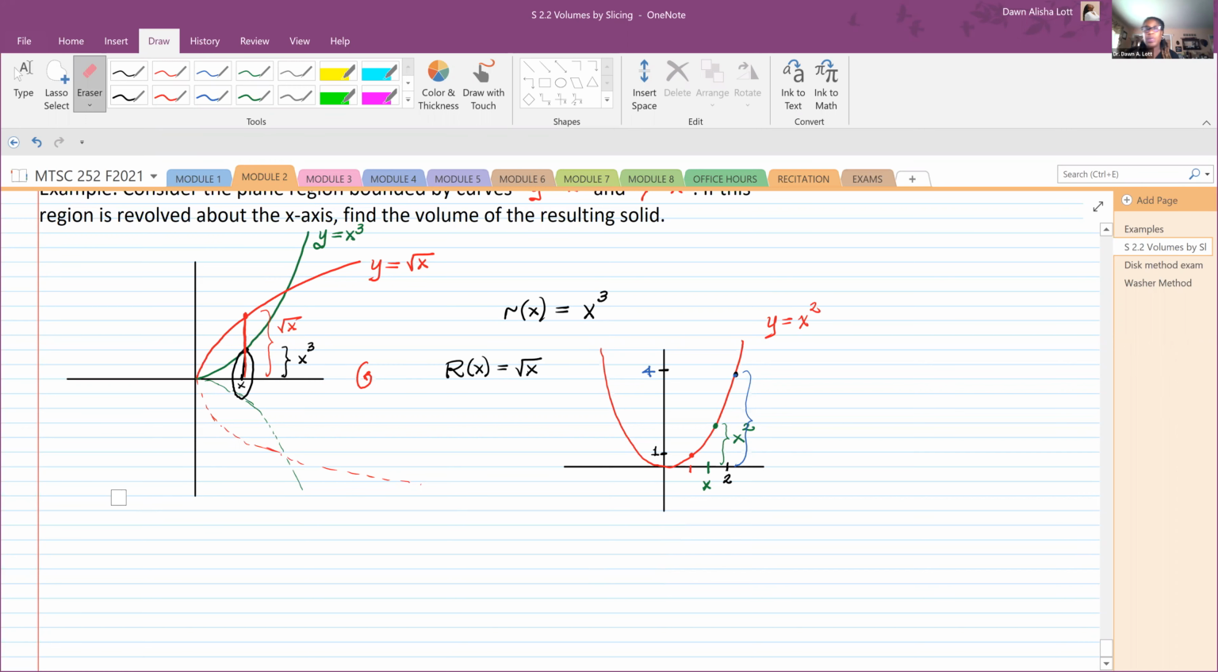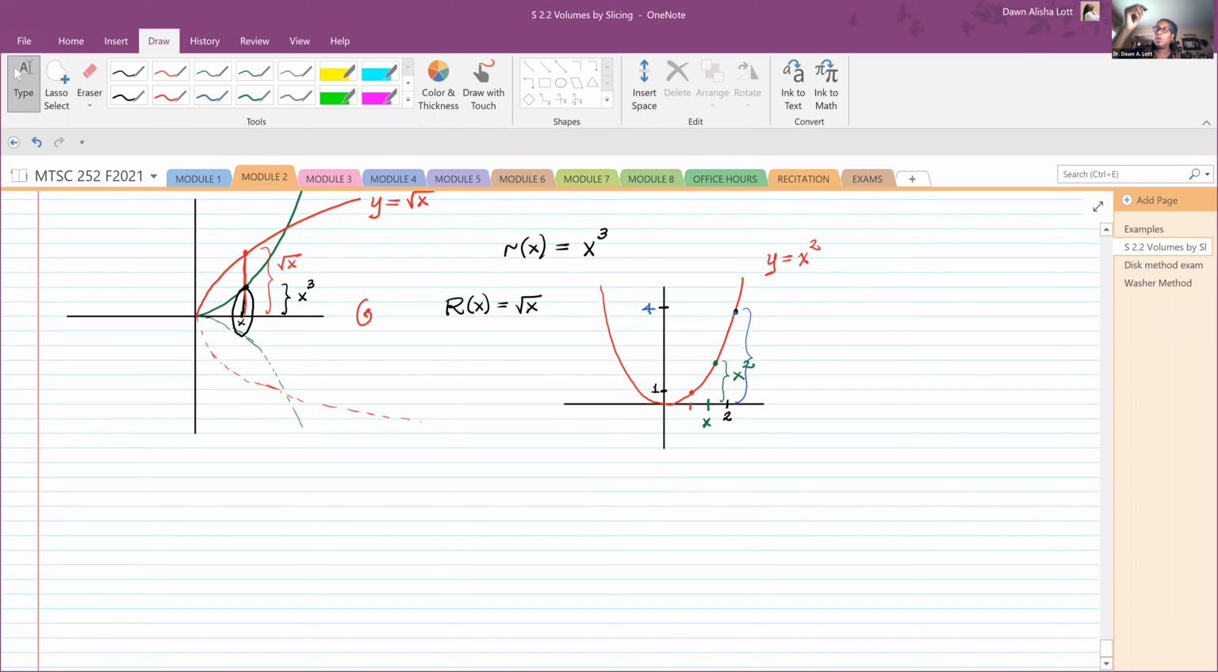Okay, so now we can do the problem. Now we know what the big radius is. We know what the little radius is. So the volume is the integral. Well, we start at 0, obviously. What we don't know right now is how far to go. So we already know we're going from 0 to something. We've got to figure out how far to go.